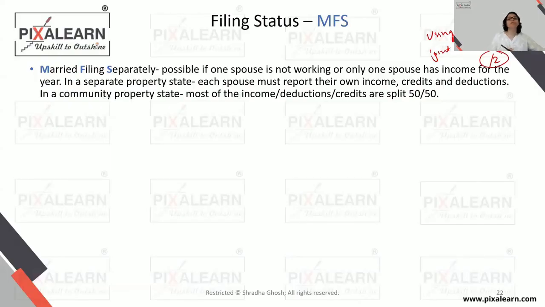But the biggest problem with this return is that the IRS wouldn't want you to do that because in that case, the entire purpose of creating a married filing jointly incentive gets defeated.